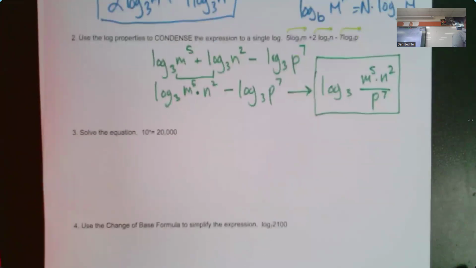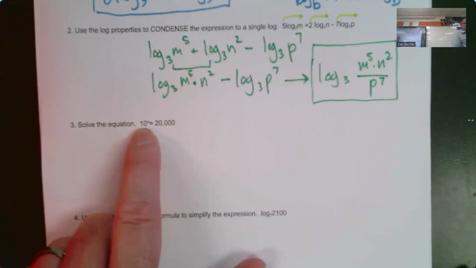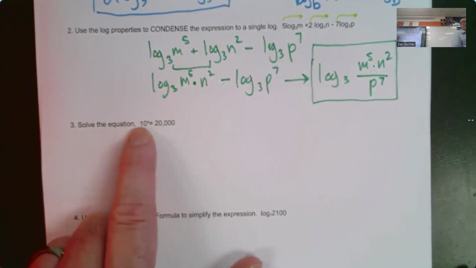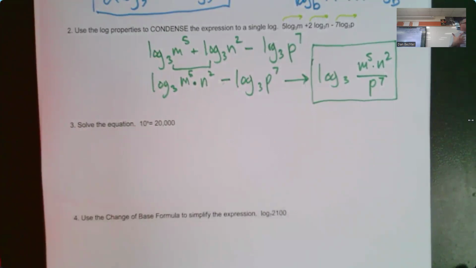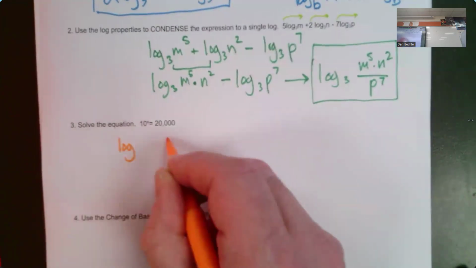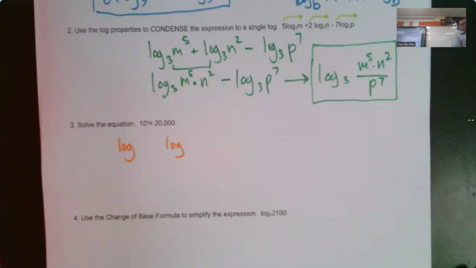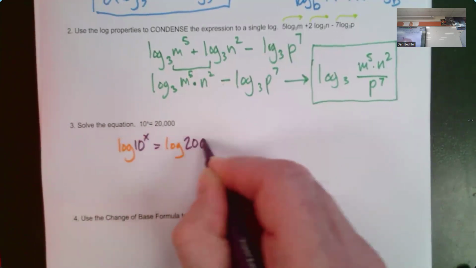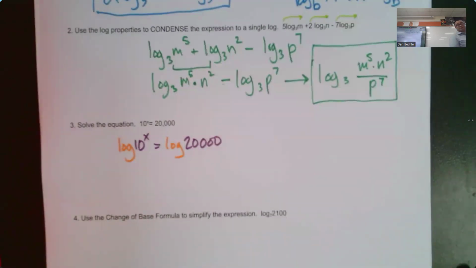One of the things we talked about is that anytime I have an exponential equation where I have a variable up in the exponent, and the bases could be 10 or anything at all, the first step, because I want to get the x by itself, is to take the log of both sides of the equation. So I'll rewrite this with the log of both sides. This will be 10 to the x. This will be 20,000.